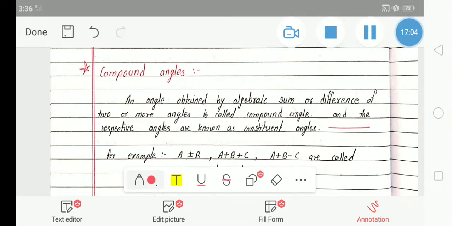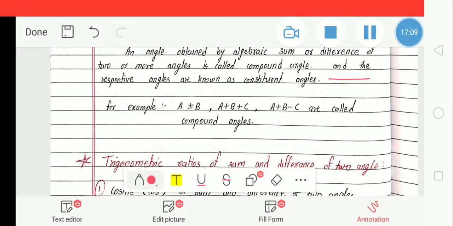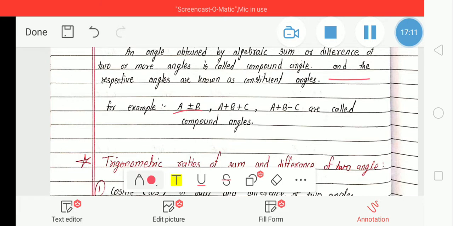And the respective angles are known as constituent angles. For example, A plus minus B, A plus B plus C. A plus B is a sum, and B minus C is the difference, so A plus B minus C is called a compound angle. So these are compound angles.